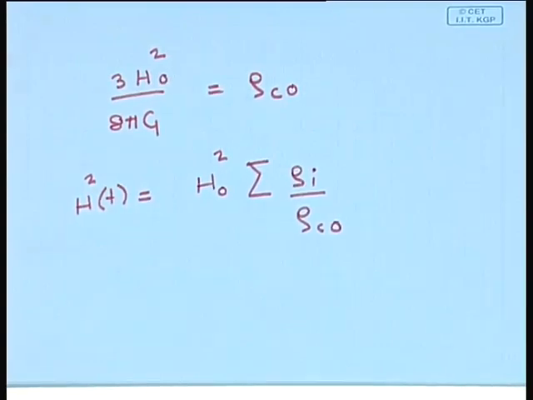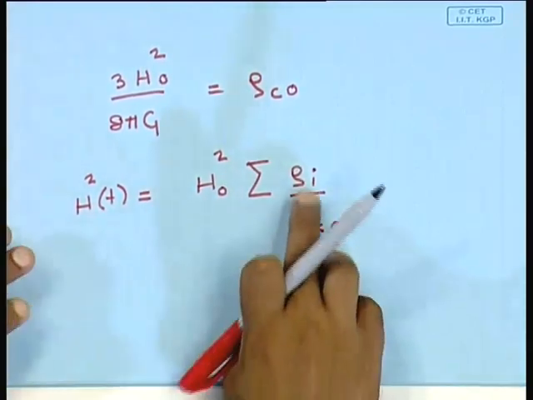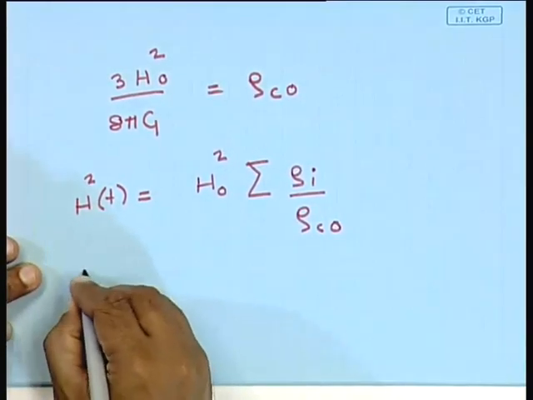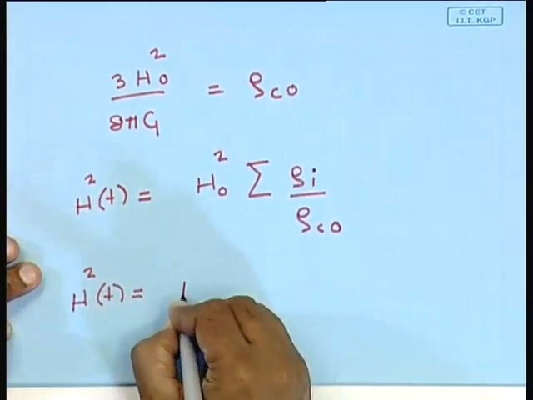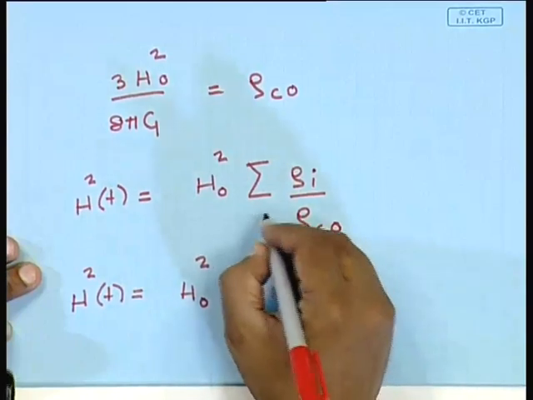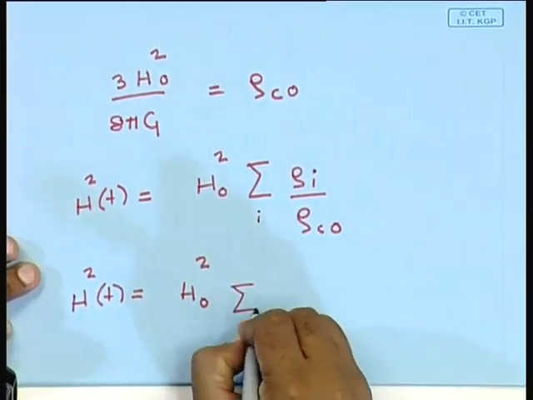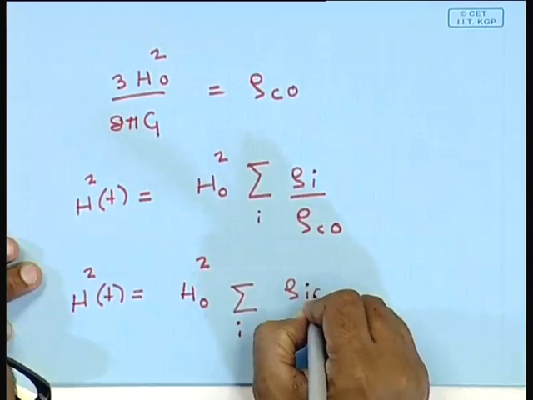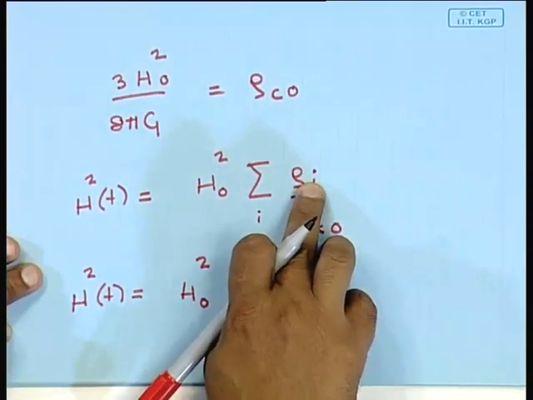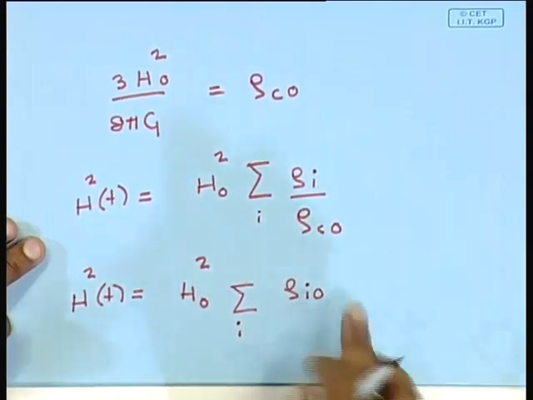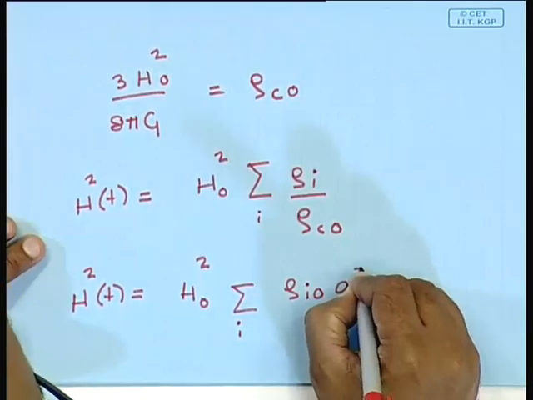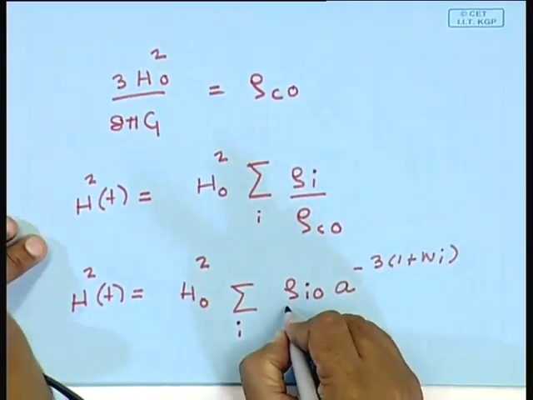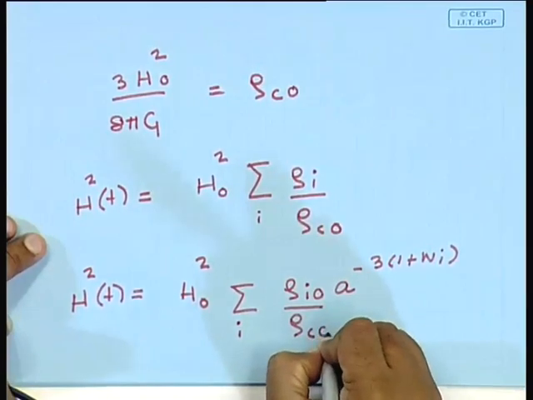Now, finally, what we can do is we can write this density in terms of its present value. So, if we write the density of any component at some arbitrary time in terms of its present value, we have to scale it with a to the power minus 3 into 1 plus w i, divided by rho critical naught.